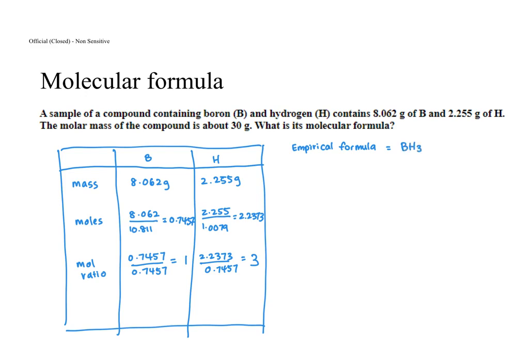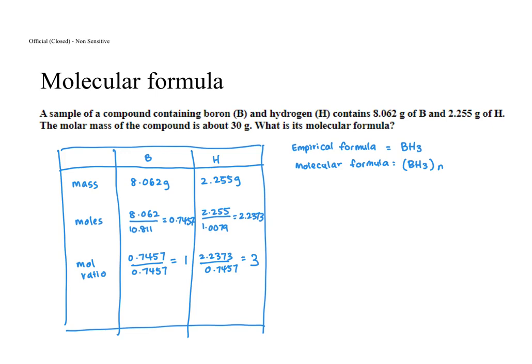So now let's find the molecular formula. The molecular formula would be the empirical formula times a certain number, and it would look like this: BH3, and you have to times n. But we don't know what n is, so we'll have to find out.